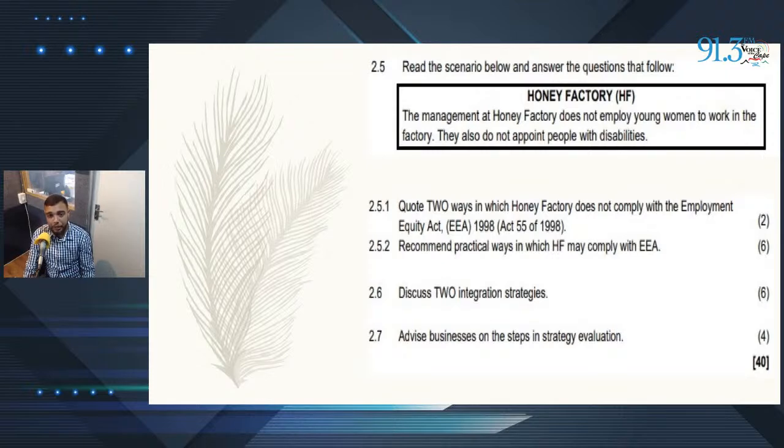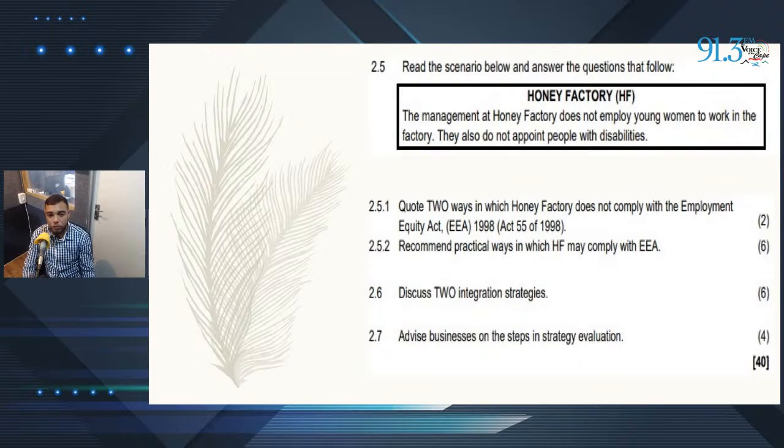You're going to only mention two and you're going to discuss it, meaning you're going to explain it. So the way you can explain it here is that forward integration strategy means where a supplier buys over a business. Backward integration strategy, where a business buys over the supplier, and horizontal integration strategy, where a business buys over another business. Simple, elegant, and easy for you to get these marks.